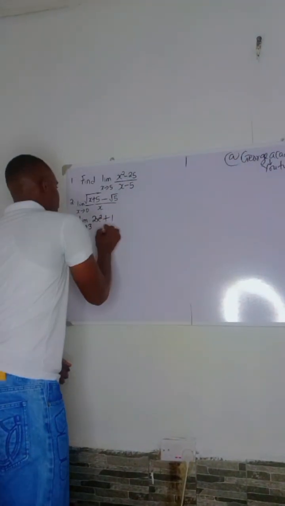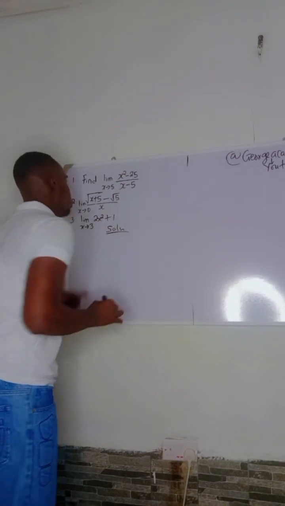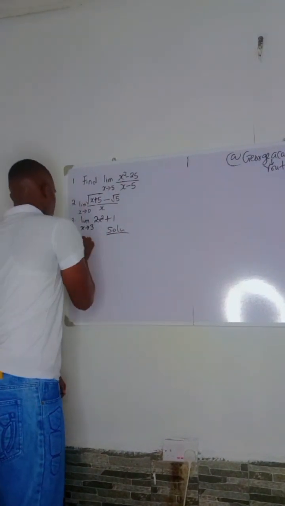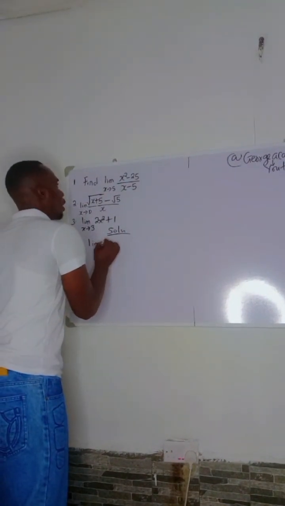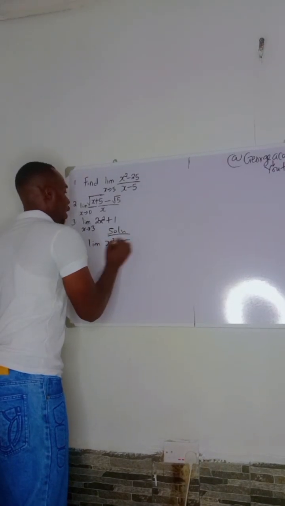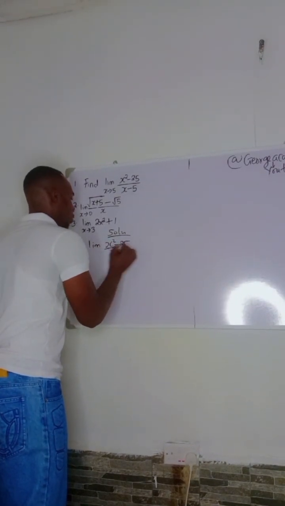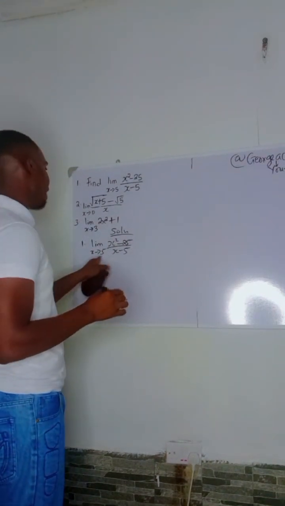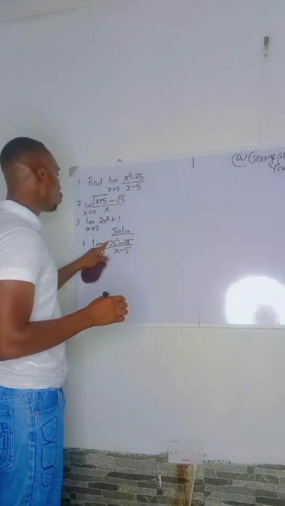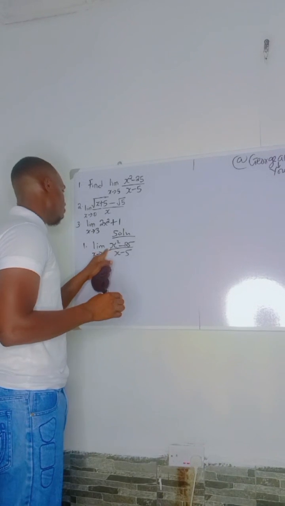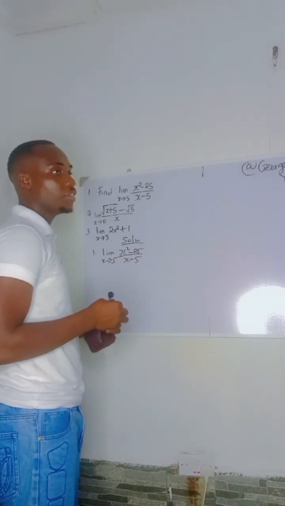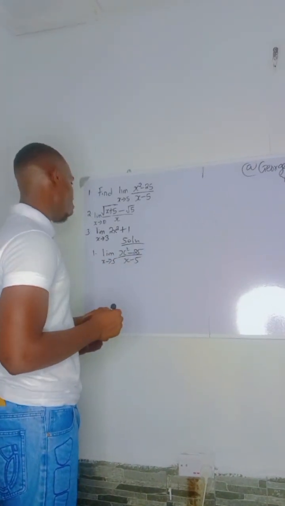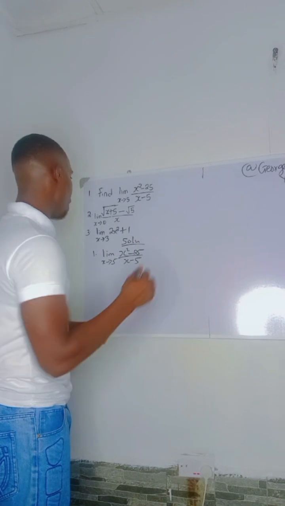From this example on the board, you have the limit of x squared minus 25 all over x minus 5 as x tends to 5. If you substitute x as 5 here, you will get 0 divided by 0, and that is undefined. So what do we do?